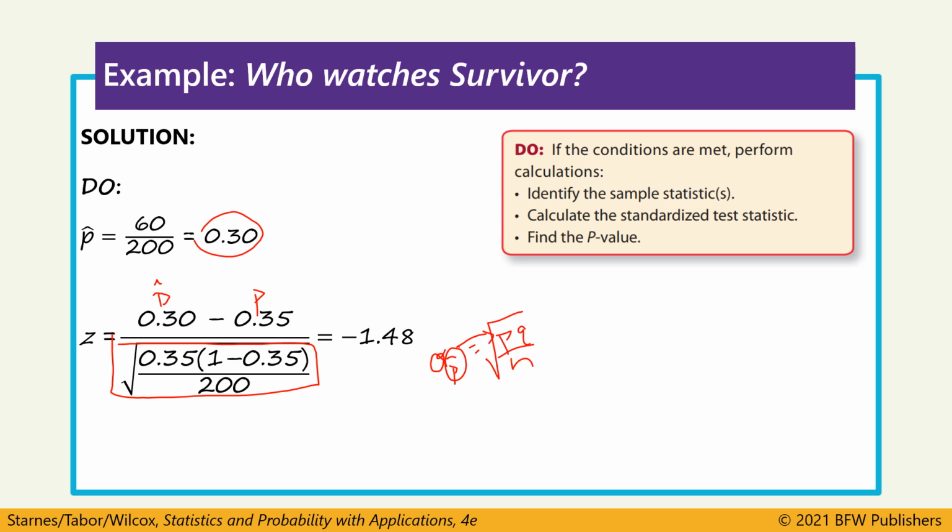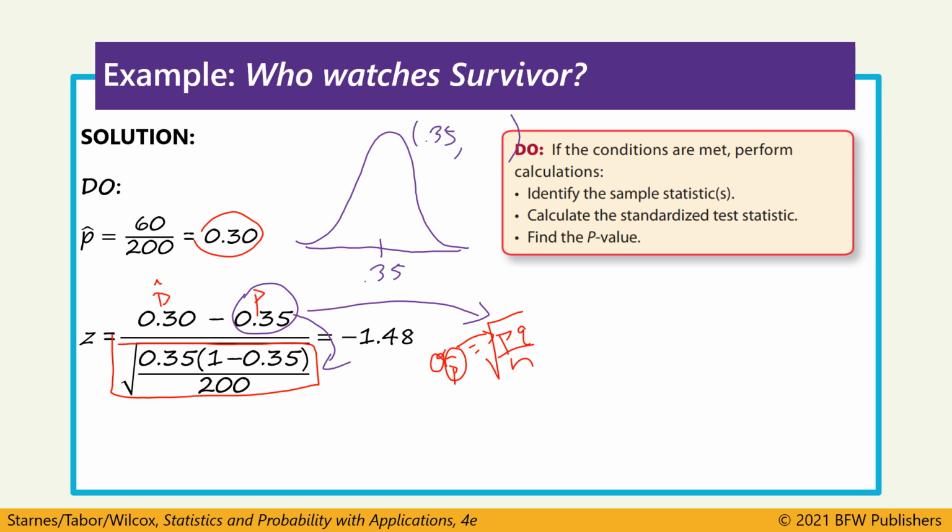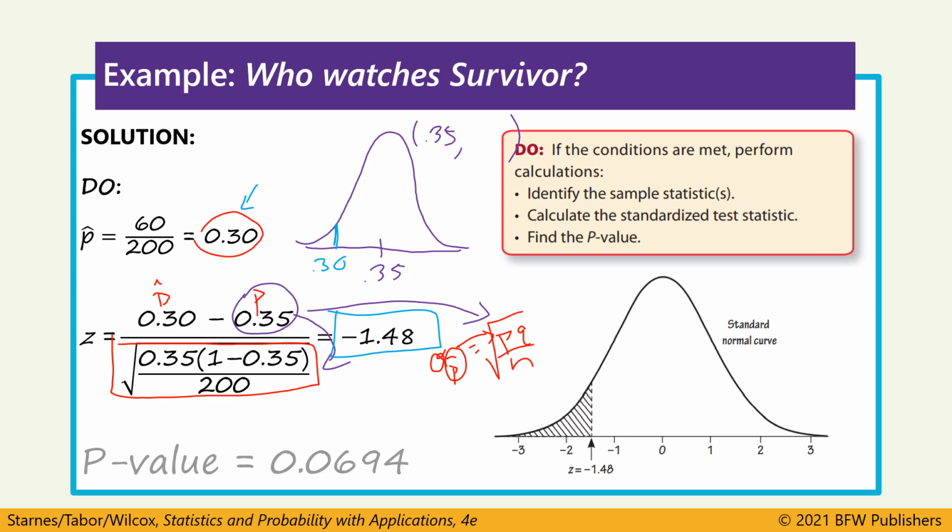Now, just as a refresher as to what we're actually doing here, we're creating a normal curve around our null hypothesis value. So that 0.35 from the null hypothesis goes right in the middle. We also use that 0.35 to calculate our standard deviation, which we see down here. And then we find how likely is it for us to end up with our sample result. Is that unlikely? So we find a z-score for that. We would get negative 1.48. We look that up in our table, and we get a p-value of 0.0694.